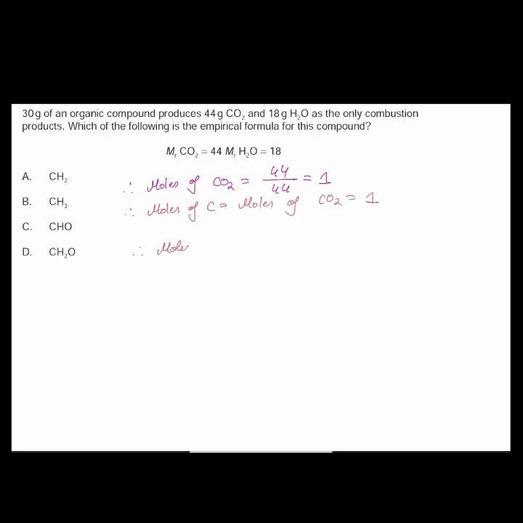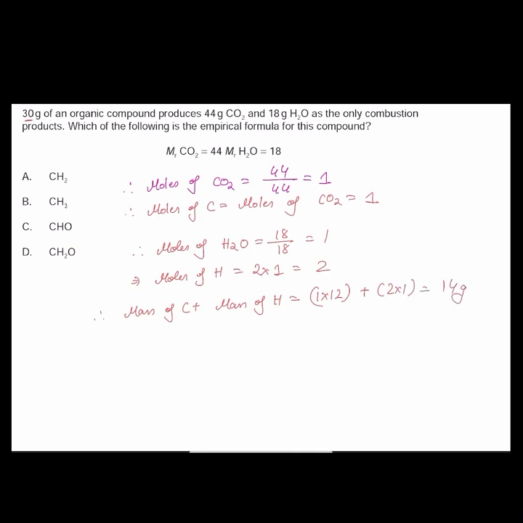Now moles of H2O would be 18 divided by 18, that is 1. As 1 mole of H2O contains 2 moles of hydrogen, moles of hydrogen will be 2 times the moles of H2O, that is 2. Now we have to check the mass of carbon plus the mass of hydrogen. If they add together to 30, then there is no oxygen. But if this sum is not equal to 30, then there is some oxygen present and we have to find its moles. Mass of carbon would be 1 times 12, mass of hydrogen would be 2 times 1, so it will be 14 grams. Obviously 14 grams is less than 30 grams, so there is also oxygen. Mass of oxygen would be 30 minus 14, that is 16 grams.